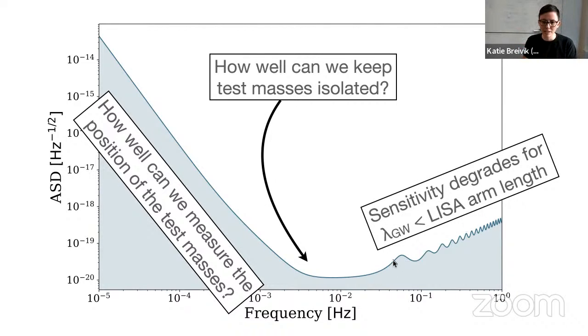And you can actually see the effects of this in this beating pattern where you get to integer multiples of those arm lengths. So this is how we measure sensitivity. You can see on the y-axis here that the strain is just astronomically tiny. We're talking about 10 to the minus 18 to the minus 19, really small numbers.